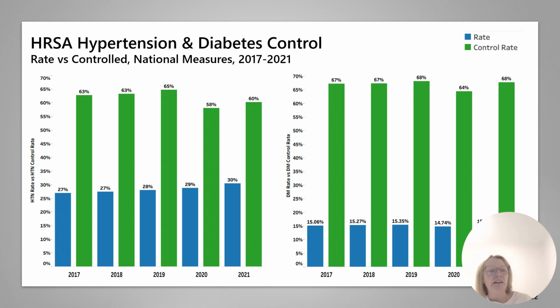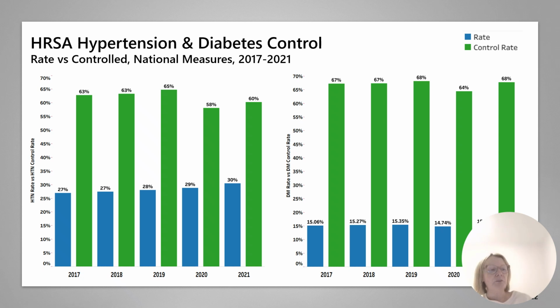We can say this data analysis shows there is a relationship between the hypertension rate and hypertension control rate from 2017 through 2019, as percentages remained the same in 2017 and 2018, and both increased in 2019. In 2020, the pattern changed when the rate of hypertension increased while the control rate decreased, and then in 2021, both hypertension rate and control rate increased.